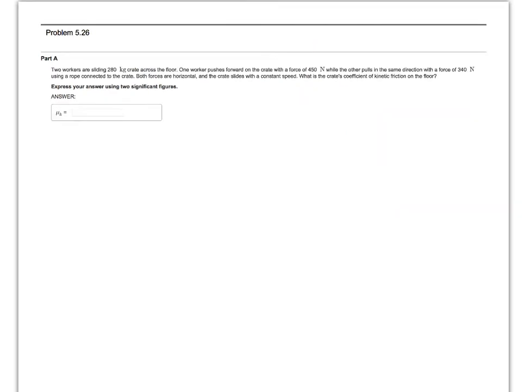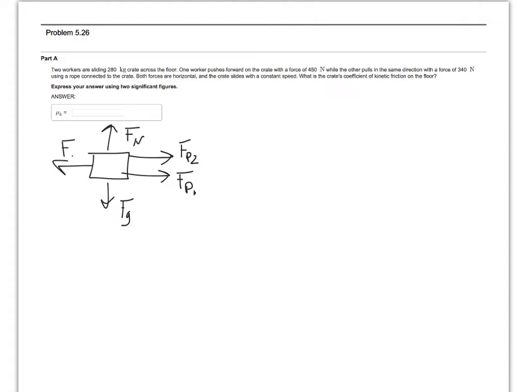For this problem, I have two people pulling a crate across the floor, two different forces acting on it, so I'm going to start, as I always do, with my free body diagram for this crate. So we have a normal force here. We have the force of gravity. We have two pushing forces, or pulling forces, whatever you want to call them. I'll call them FP1 and FP2. And we're going to have the force of friction going the opposite direction that it's being pulled.